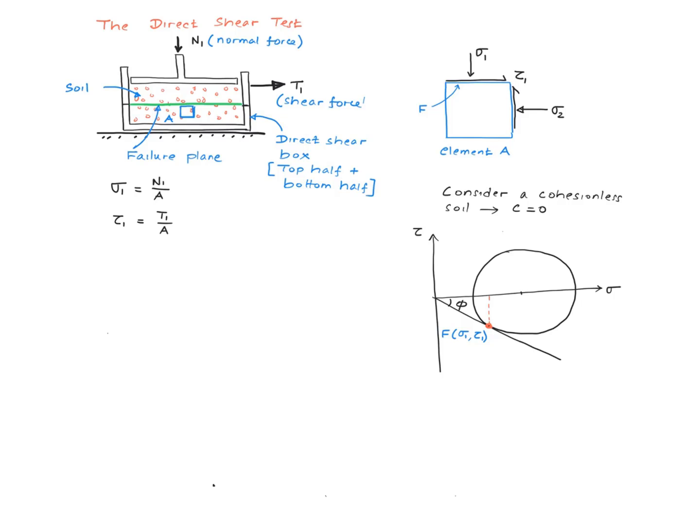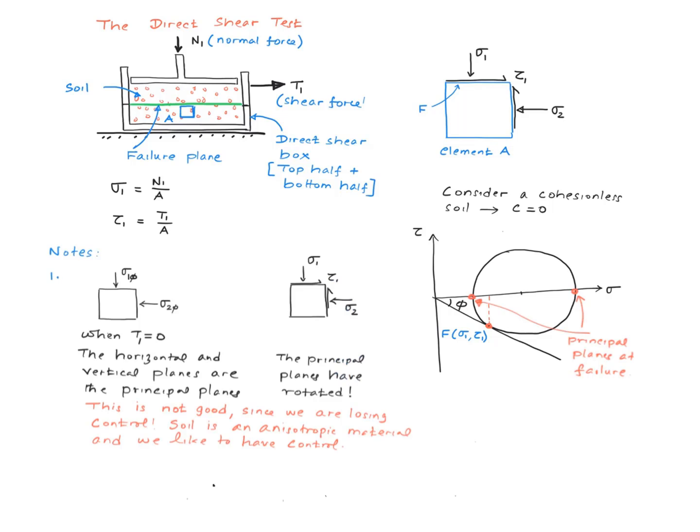Well, the failure plane has to lie on the failure line, and I'm only considering a cohesionless soil at this point, and therefore the cohesion is 0. The failure line has to pass through 0, right? The slope of this line is phi. So just by knowing the shear stress and the normal stress at failure, we can evaluate the friction angle of the soil from this test. I'd like to make some important notes here.